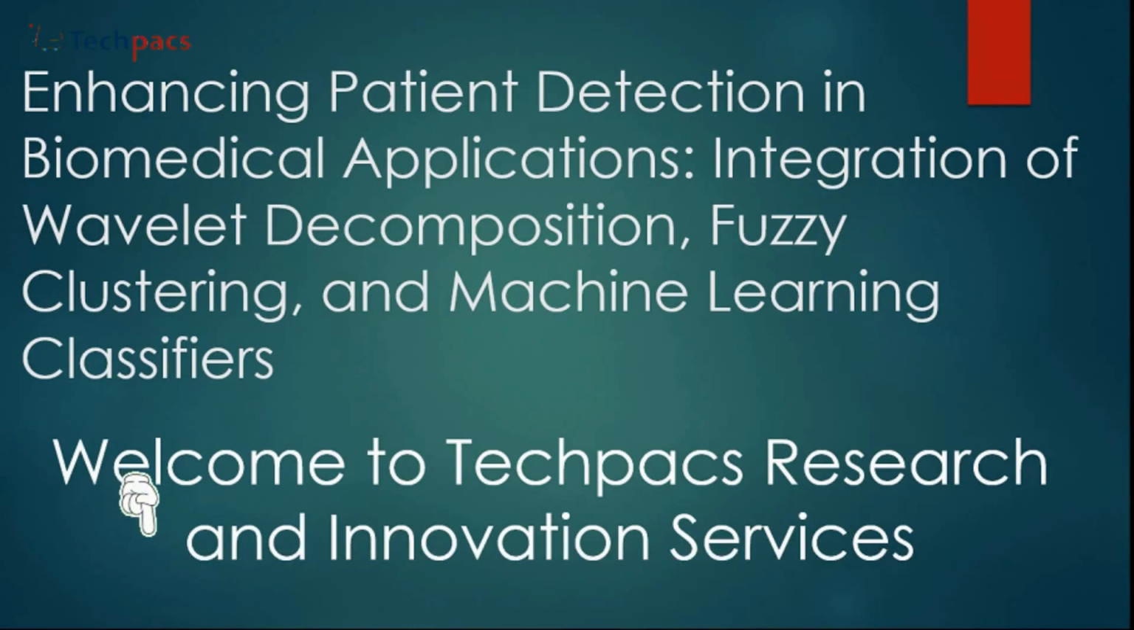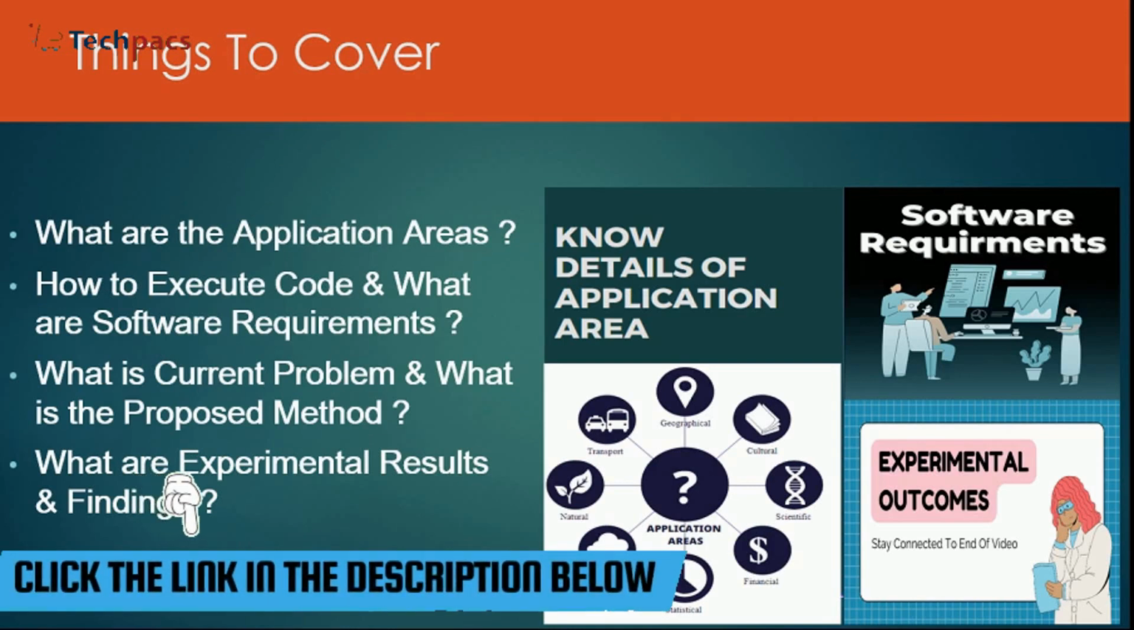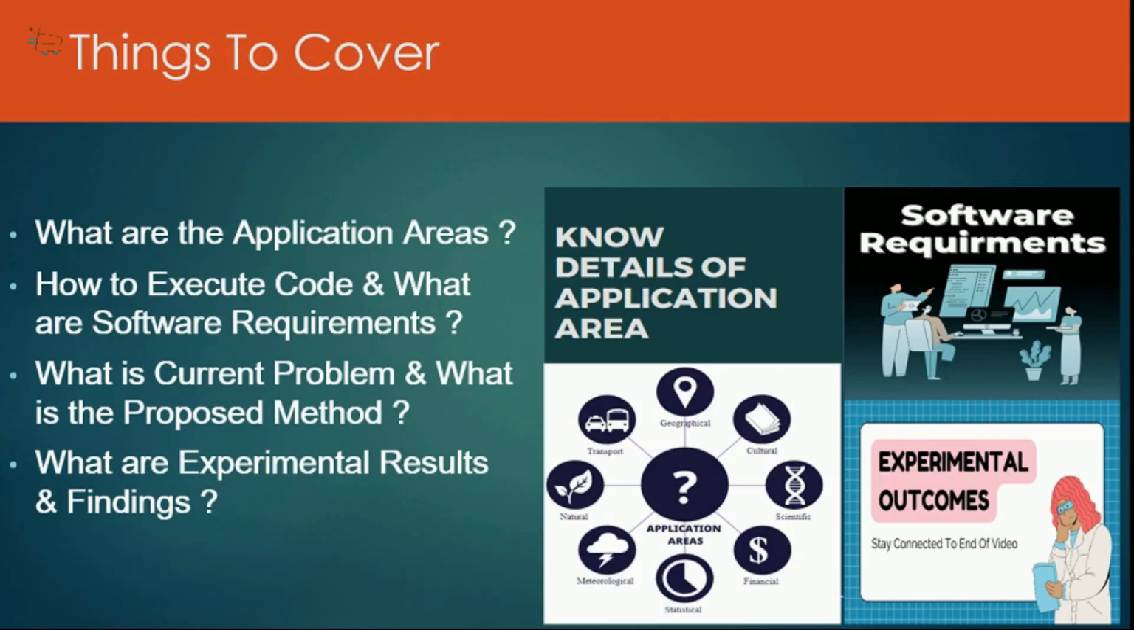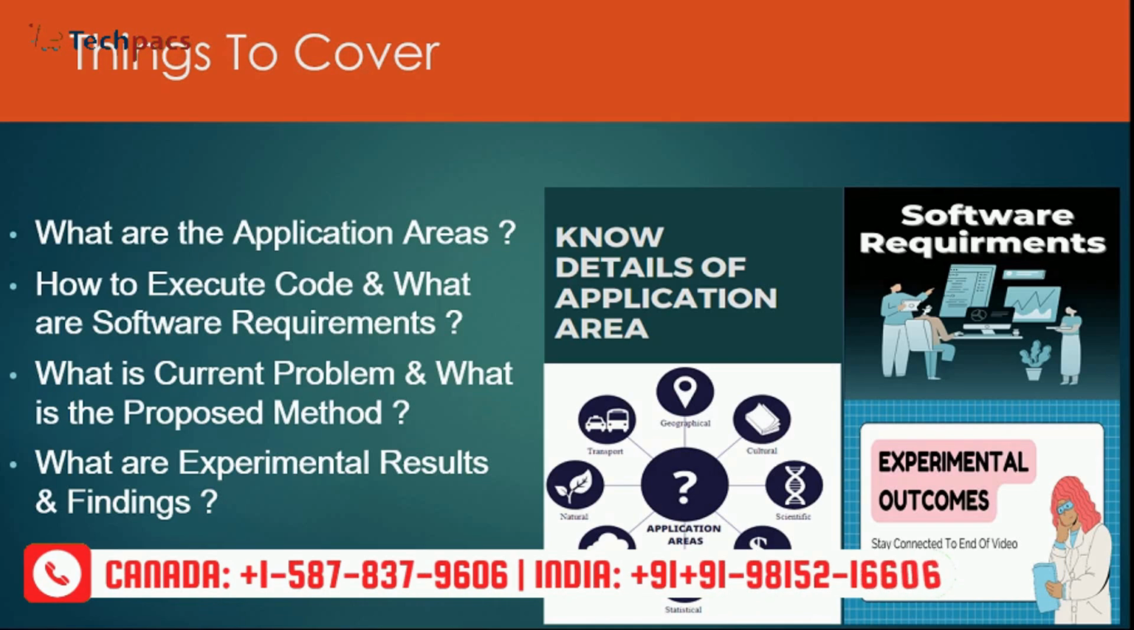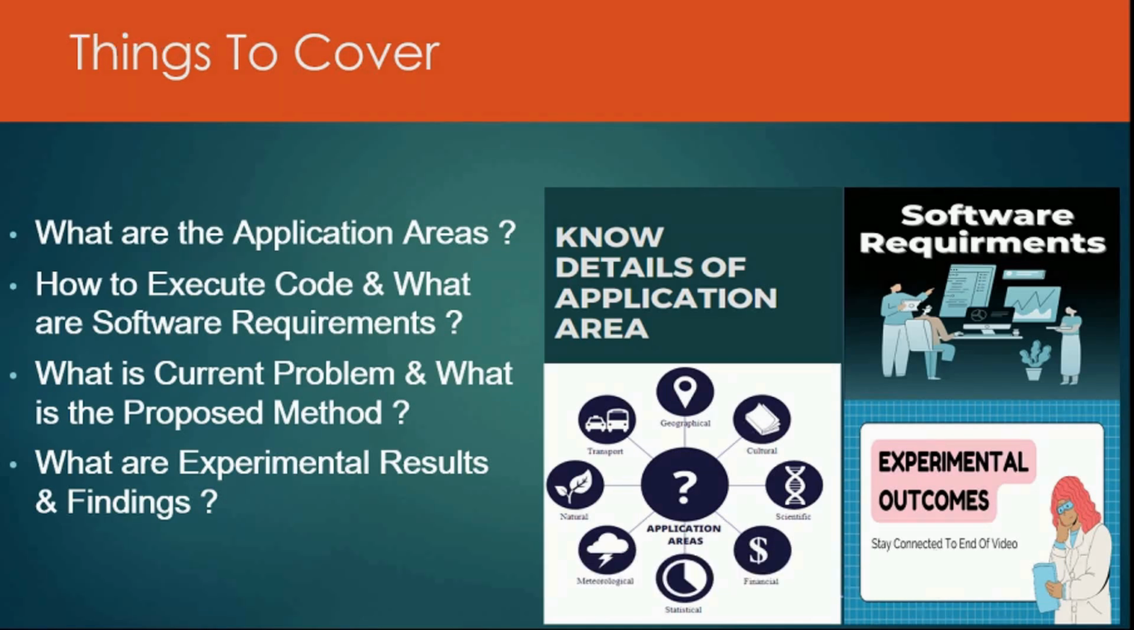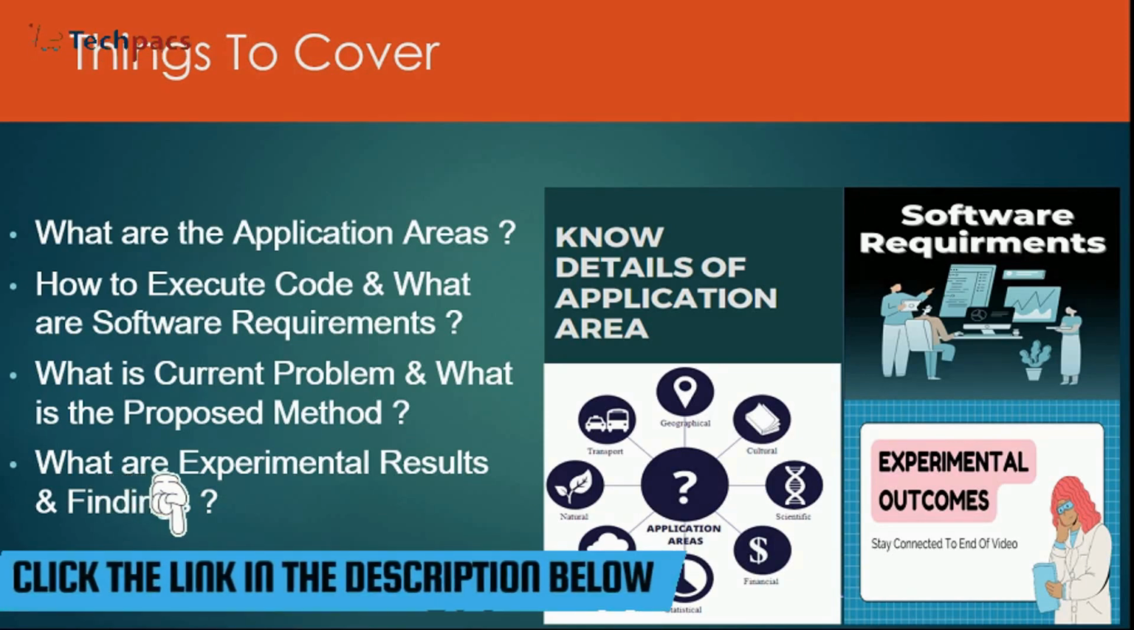Before moving to the video, let's talk about what we will cover in this. In this video we will initially talk about which application areas the proposed system can be implemented in and is useful for. Then we will talk about what codes we are going to provide and which files you need to execute, along with the software requirements and the library requirements. Along with that, we will talk about what exactly the current systems are, or what the current researchers are working on in the same domain, followed by the problems identified in those systems and what exactly the proposed system is doing. Finally, the experimental outcomes and findings will be discussed and shown. So let's move to the application areas.